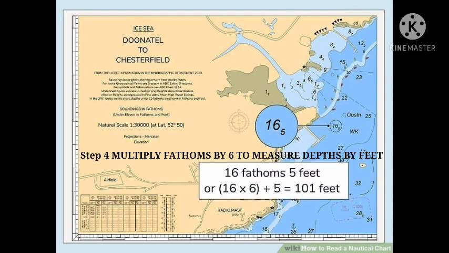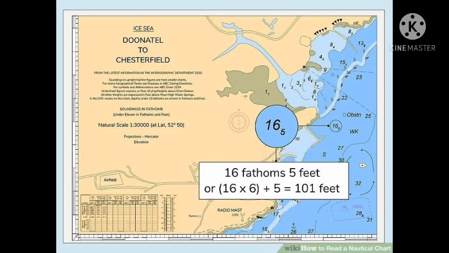Step 4. Multiply fathoms by 6 to measure depths by feet. Numbers written in fathoms have a unique look to them, so they are easy to spot. A fathom listing often consists of a pair of numbers. The first number indicates the number of fathoms. The second number, which will be a small subscript, is the number of additional feet.